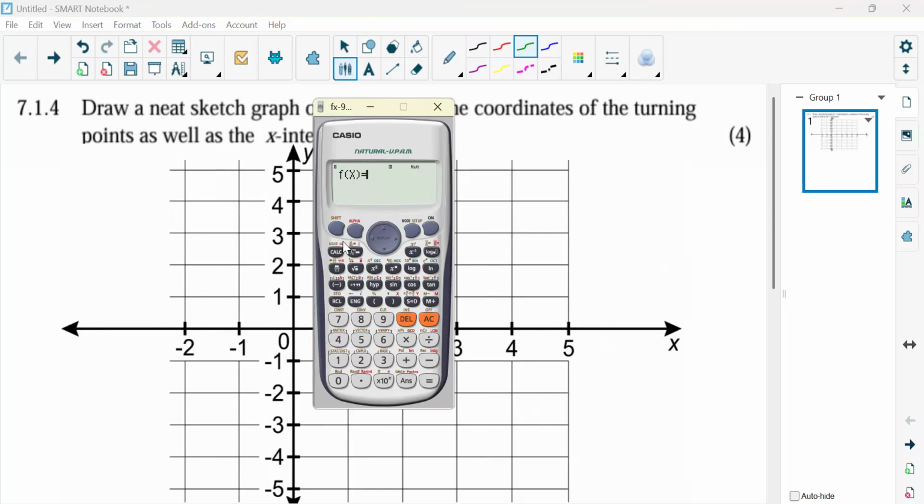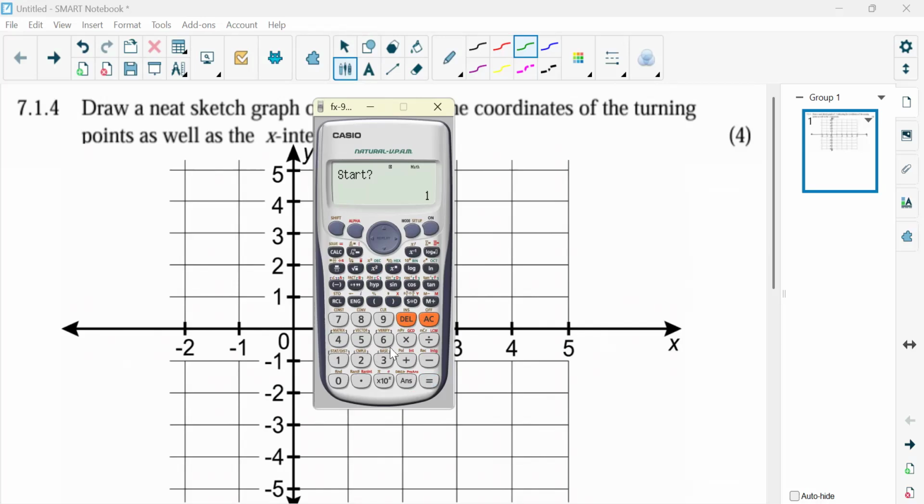For f of x, we're going to do alpha x cubed minus 6 alpha x squared plus 9 alpha x minus 4. Then it's going to say g of x. We don't put anything on g of x, and then we continue.